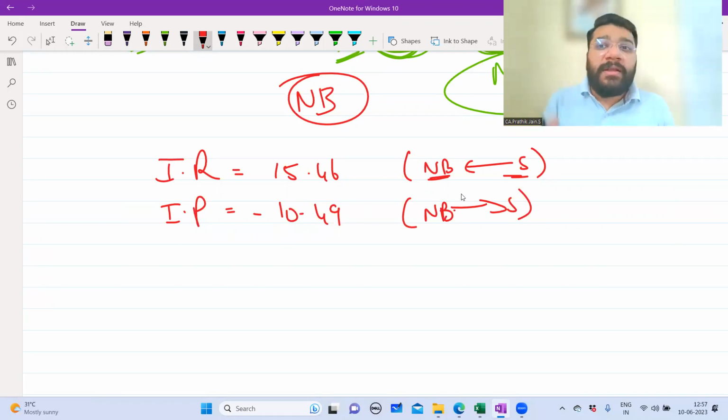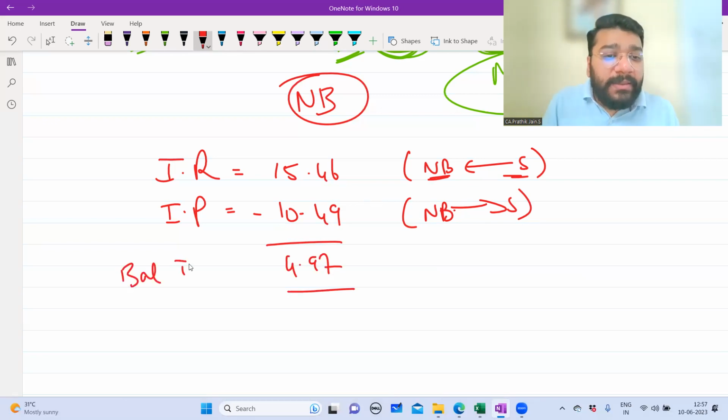So what do we say? Nath Brothers is telling Shyam: Shyam, you have to pay me 15.46. From that 15.46, what I have to pay you, 10.49, you minus and give me the balance. What is the balance that I have to receive? 4.97 is the balance interest receivable by Nath Brothers from Shyam.